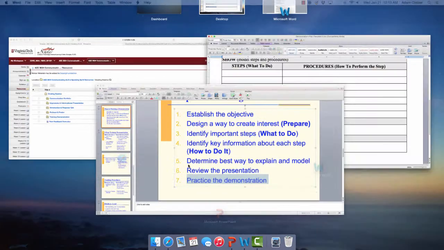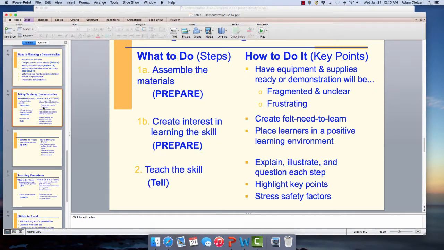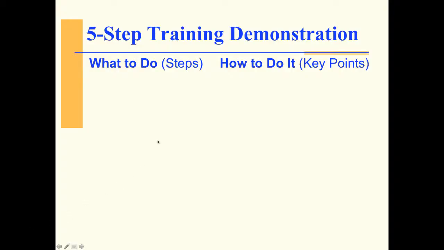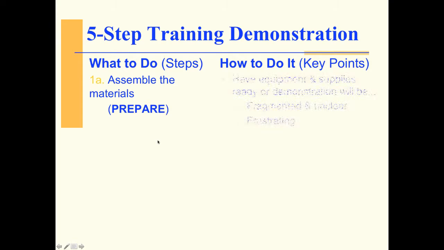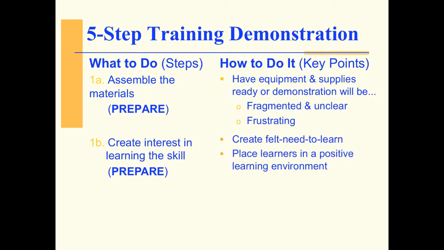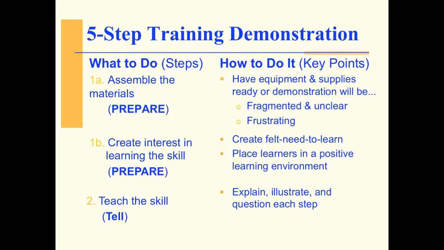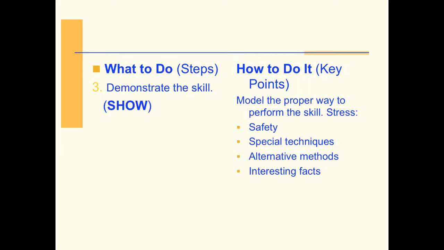Okay, great. Now, what I have here next on the PowerPoint is what we actually just went over. We assemble the materials, you prepare the audience with an interest approach, and you can refer back to this if you need to. And then you teach the skill, and then we go on to the next page. Demonstrate the skill, show them how to do it. Over here you talk about any safety concerns, special techniques, alternative methods, and interesting facts.